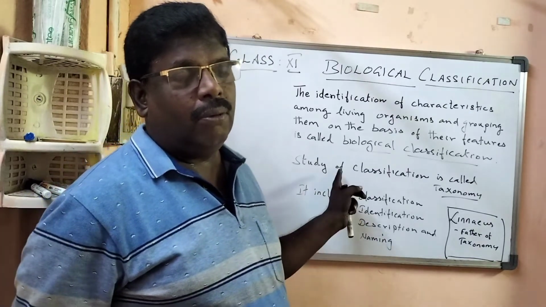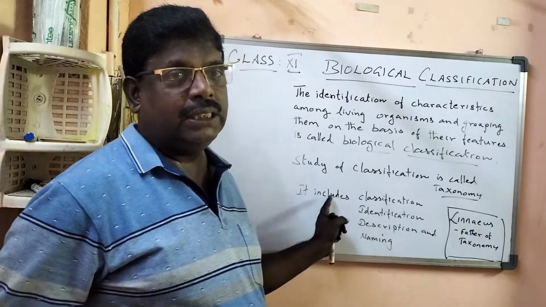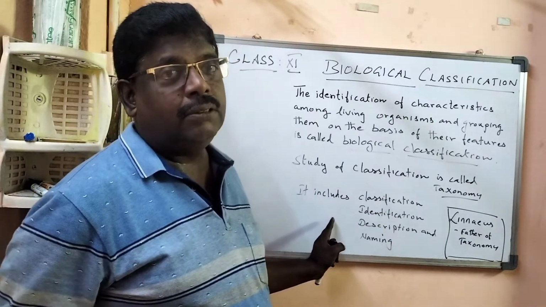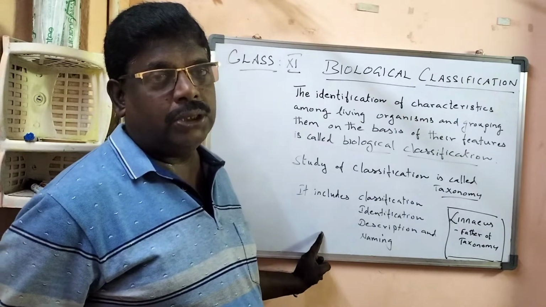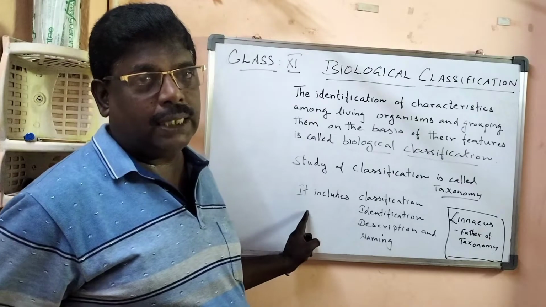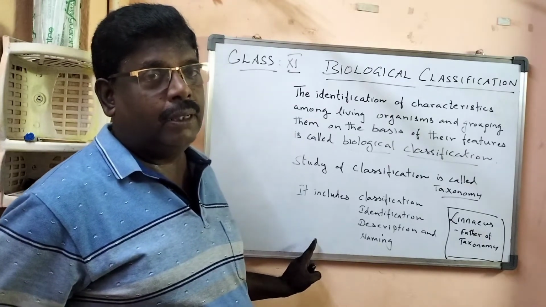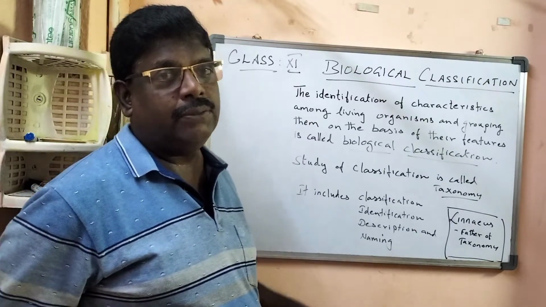What does the study of classification include? Classification, identification, description, and naming. All this together is called classification. One has to classify, identify, name, and describe them. So that is called classification.